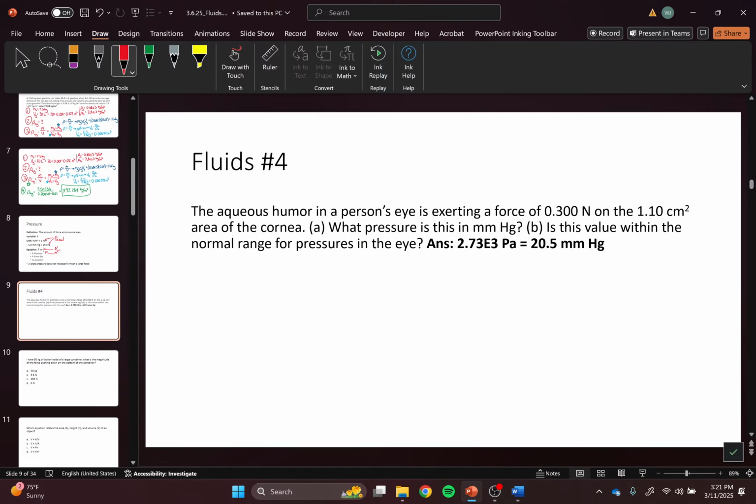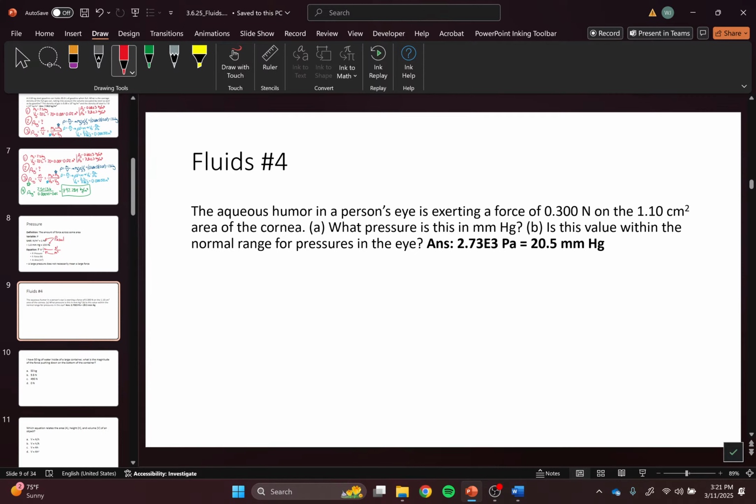The aqueous humor, which I've been told is the fluid in someone's eye, exerts a force of 0.3 newtons on the 1.10 centimeter squared area of the cornea. What pressure is this in millimeters of Hg? And is this value within the normal range of pressures in the eye?